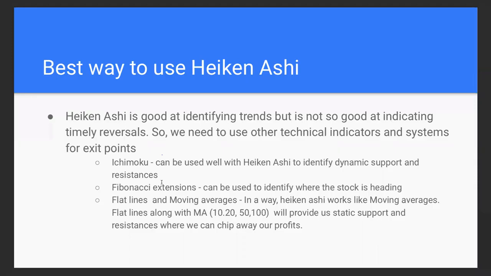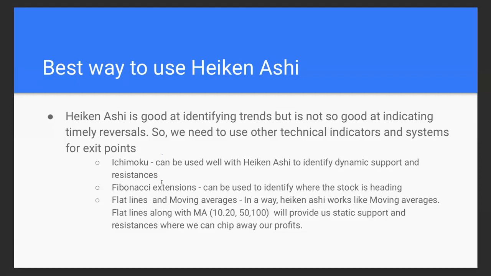Then another thing is Fibonacci extensions, right? Fibonacci extensions can also be used to identify where the stock is heading, like we talked about in Fibonacci. Then flat lines and moving averages, which we already talked about. In a way, Heiken Ashi works like moving averages because it always takes the average of the previous bar. But in addition to that, if you use the flat lines, which provide us the static supports and resistances, then at those points, we can chip away some of our profits.